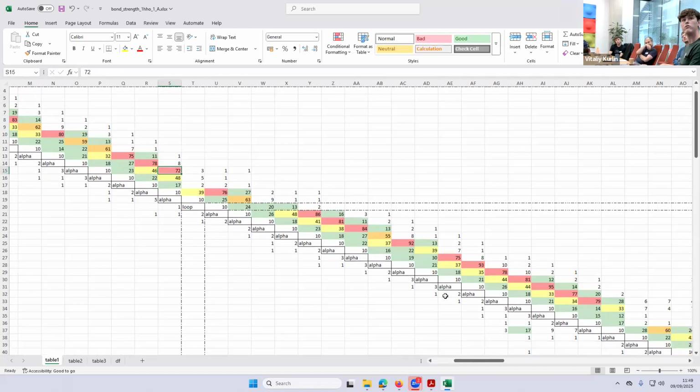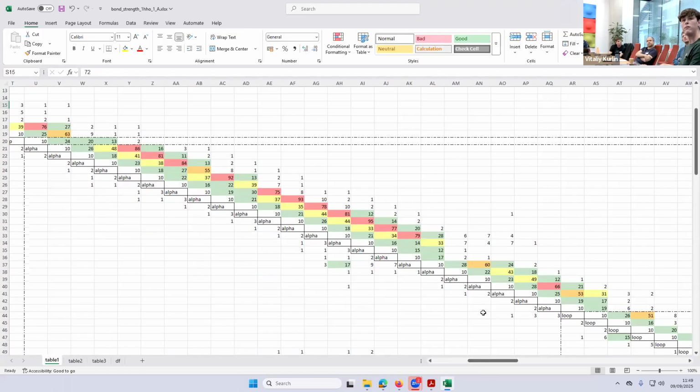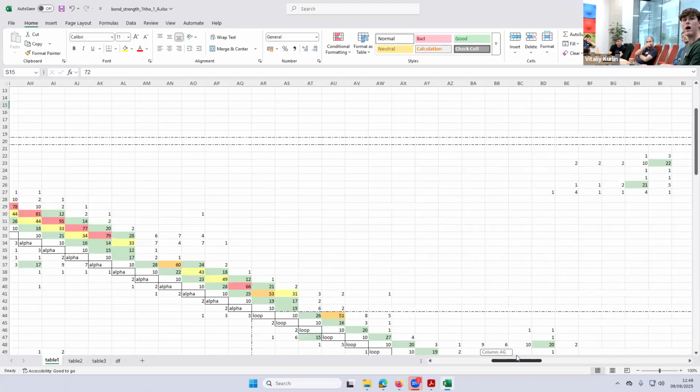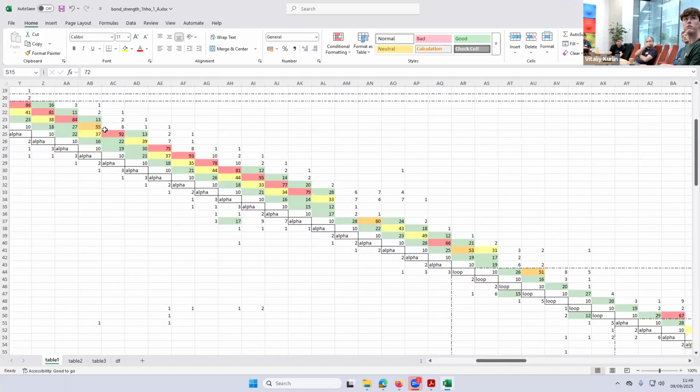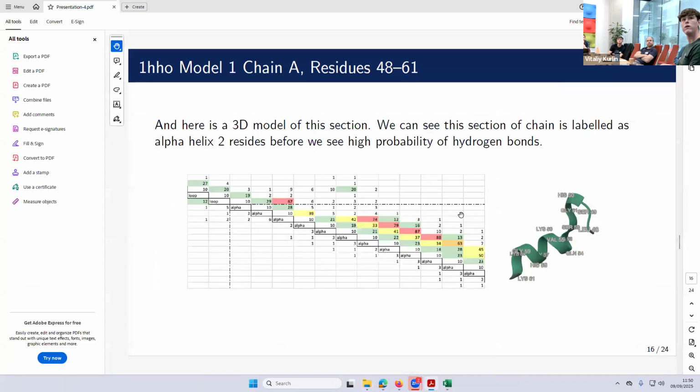If we move across, it's just a massive grid of continuous probabilities compared to these discrete labels that are given. You can see here we see helix labels by PDB, but we see little strength in the step 4 space at all. I wouldn't say this is a helix. We'll get on to that section. So there's an example.